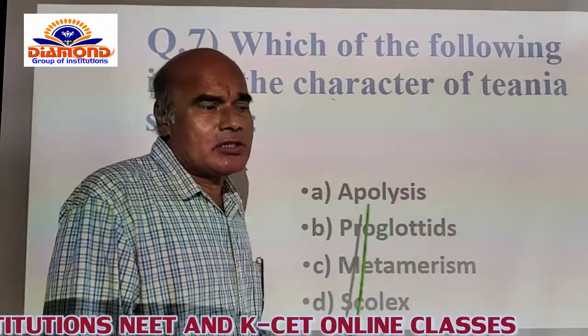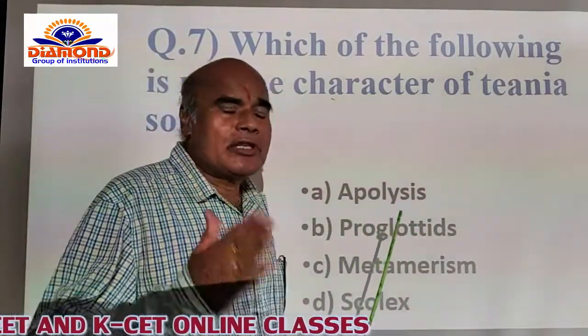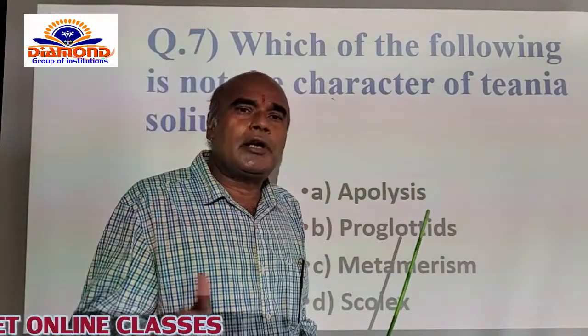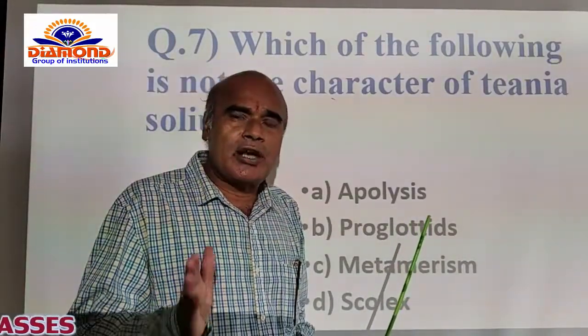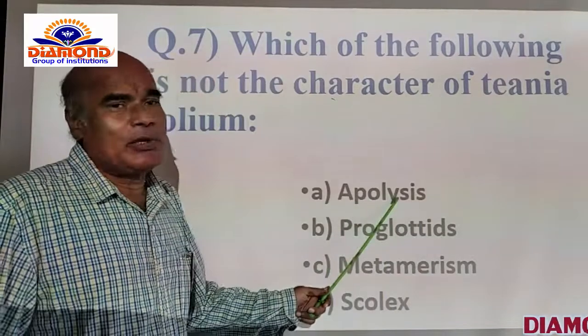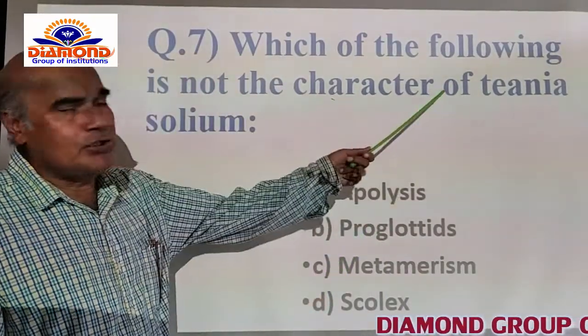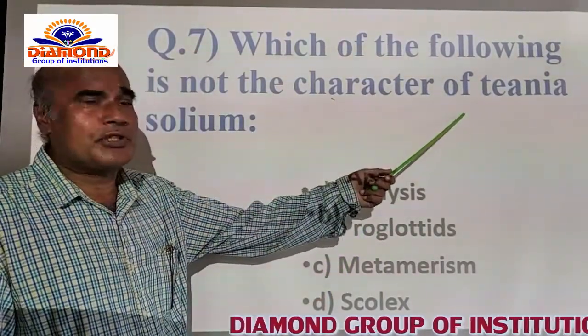What do we mean by apolysis? 5 to 6 segments of gravid proglottids are regularly detached from the body of Taenia solium, and this is named apolysis. And apolysis is naturally one of the unique characters of Taenia solium.